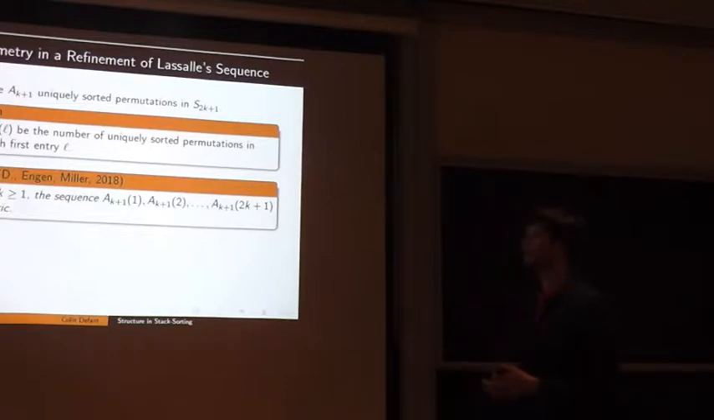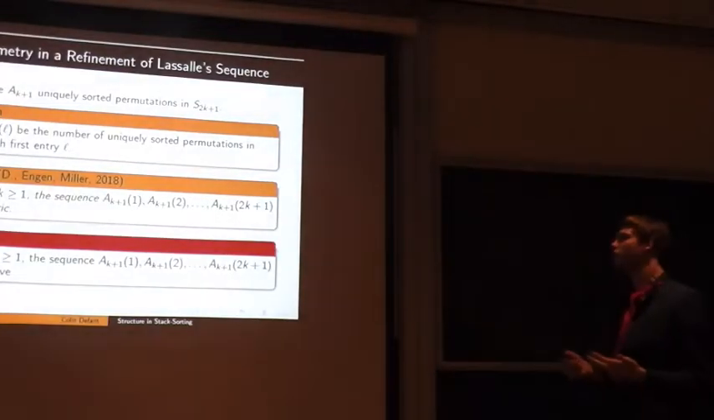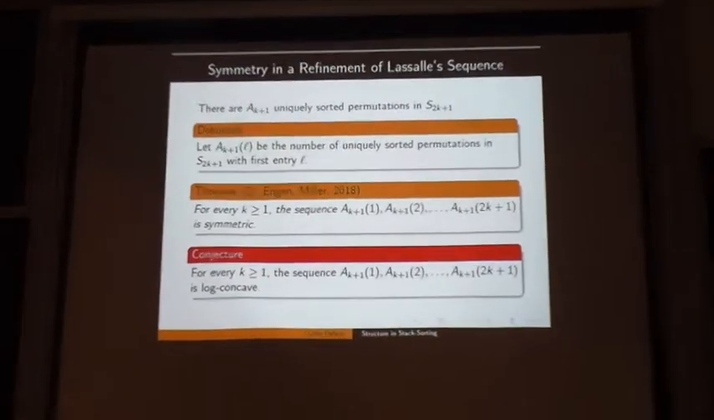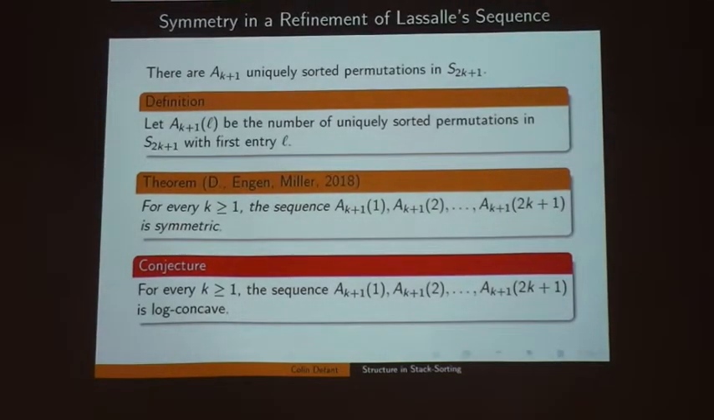And this balance between having at least one preimage and at most one preimage ends up giving this perfect symmetry in these sequences. And we've also conjectured that these sequences are unimodal, and actually more than just unimodal, what's called log concave. We haven't been able to prove this though, so I'm not going to say too much about that. That's just a conjecture.